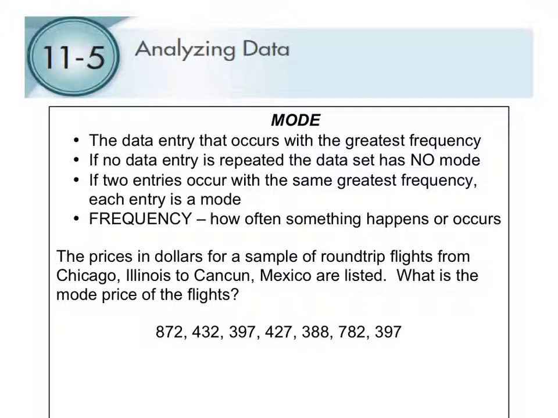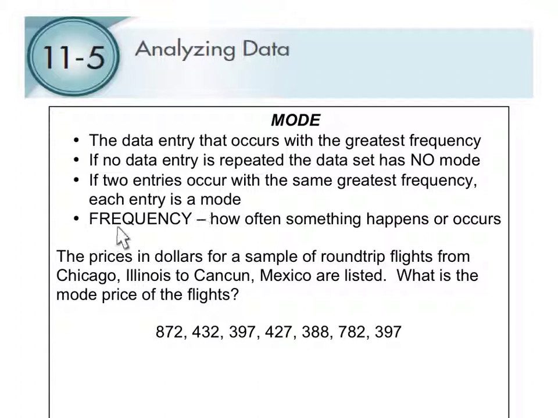The last measure of central tendency is the mode. Okay, the mode's probably the easiest of the three to figure out. As we look at this, the mode is the data entry that occurs with the greatest frequency. If no data entry is repeated, then it has no mode. If two entries occur with the same greatest frequency, then each entry is a mode. So it can have multiple modes.